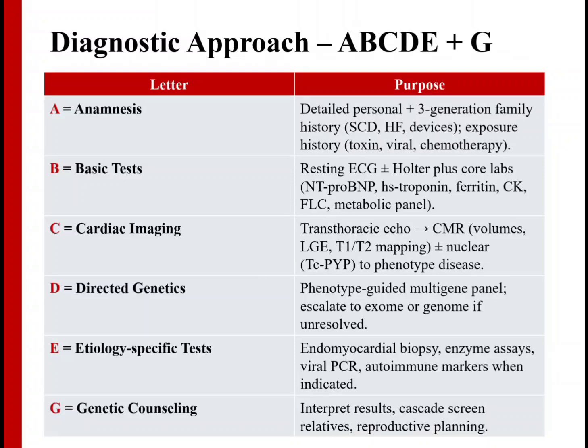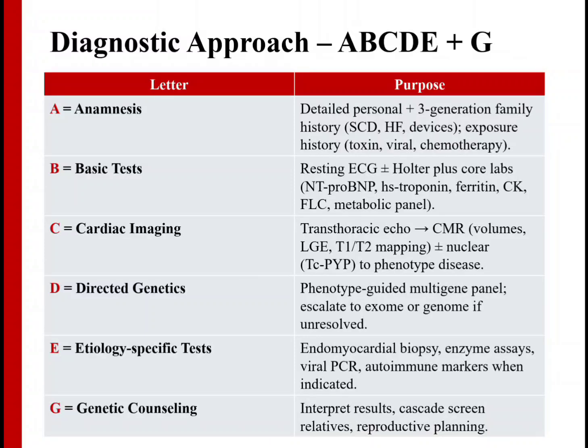You do targeted history, and not just for the patient, but for an entire 3-generation pedigree, looking for any history of sudden cardiac death, family history of sudden cardiac death before the age of 40, or unexplained heart failure, or ICD implantation, or syncope, and even some environmental factors like drinking too much alcohol, or chemotherapy, or viral illnesses, or history of intense athletic activity.